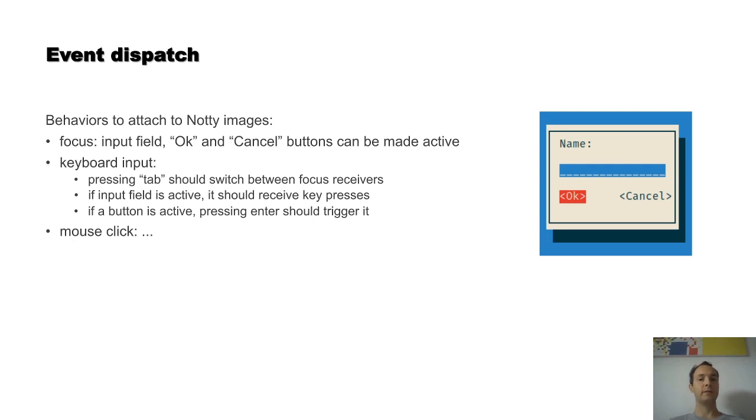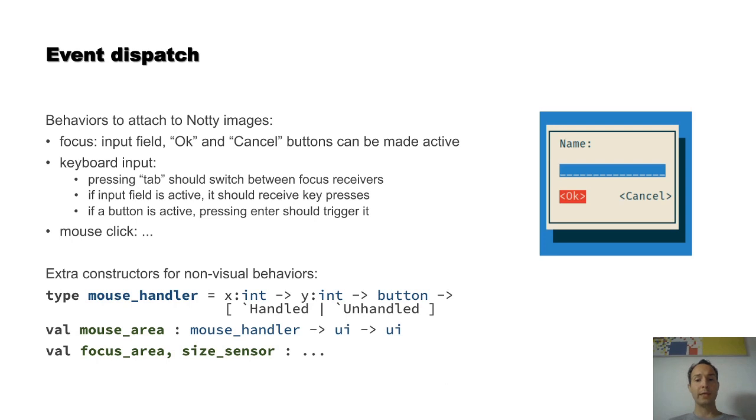But as we said, the structural information that enable this are lost in an image. So we extend Nottui Lwd with constructors to attach these new behaviors to existing images. For instance, here you can see how to react to mouse input. One can attach a callback that can filter mouse events over an existing UI object. And we have similar definitions for taking care of focus, of measuring, etc.